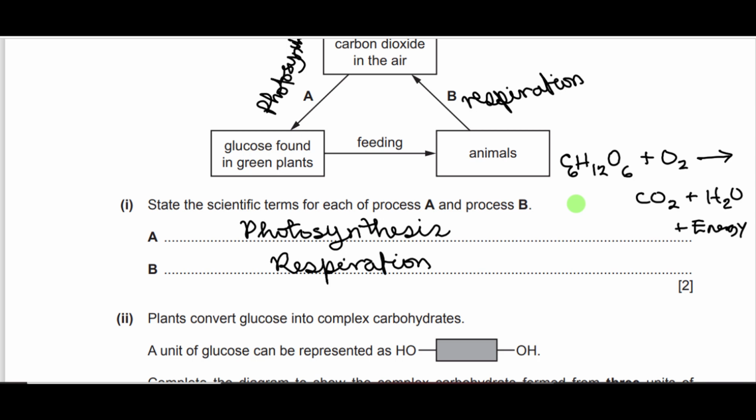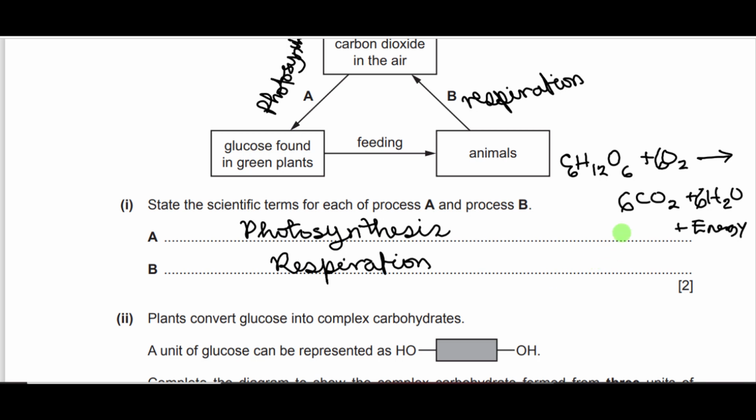How do we balance it? Carbon here is 6, carbon here is 6. Hydrogen here is 12, hydrogen here is 2, so we multiply by 6, that's 12. Oxygen on the left is 12 plus 6, which is 18. On the right, oxygen is 6 plus 6. But considering the CO2 alone, this is 12. We need 12 to make this 18. So we multiply this by 6.